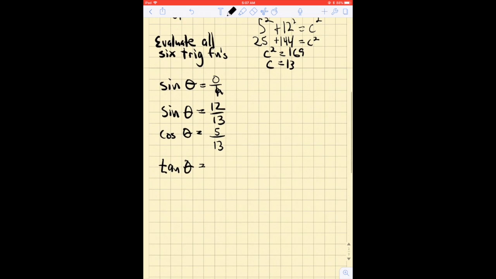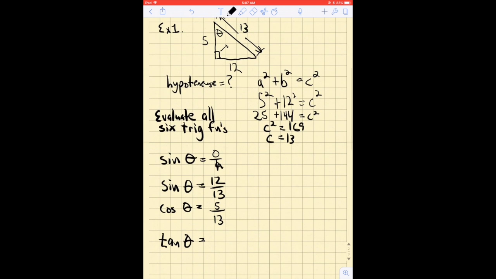What we'll do is look at the picture and opposite over adjacent. So we have 12 over 5. There are no radicals in the things we come up with for our sine, cosine, and tangent. So the other 3 inverse functions are just the reciprocals of these fractions.